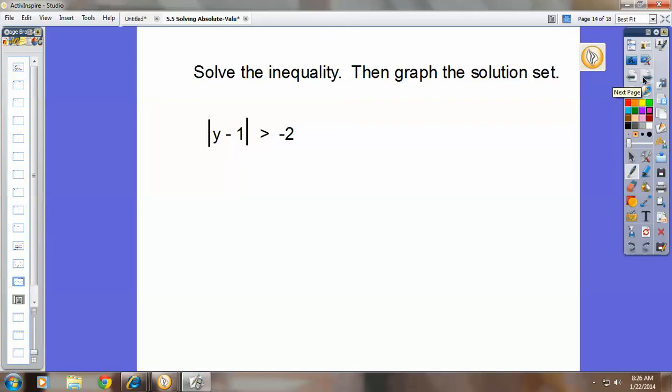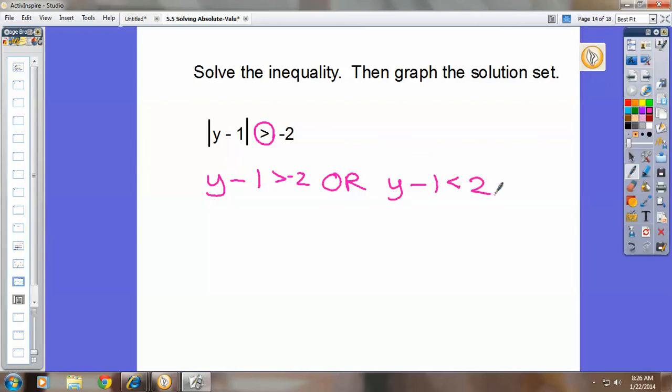The absolute value of y minus 1 is greater than negative 2. Is this an "and" or an "or"? It's "or." And how do we know it's "or"? "Greater than." So if we set up our two inequalities, we'll have y minus 1 is greater than negative 2, or y minus 1 is less than a positive 2.